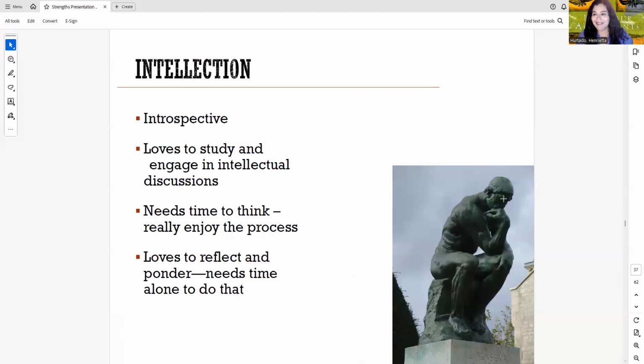Intellection, definitely one of my strengths. You're introspective, love to study and engage in intellectual discussions. You need time to think. This is really true. And you really enjoy the process. You love to reflect and ponder, and you need time alone to do that. You need time for personal reflection.